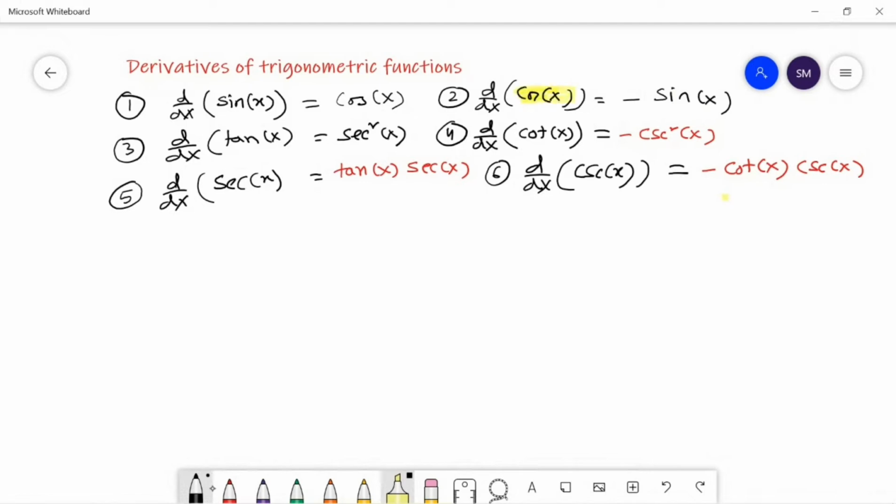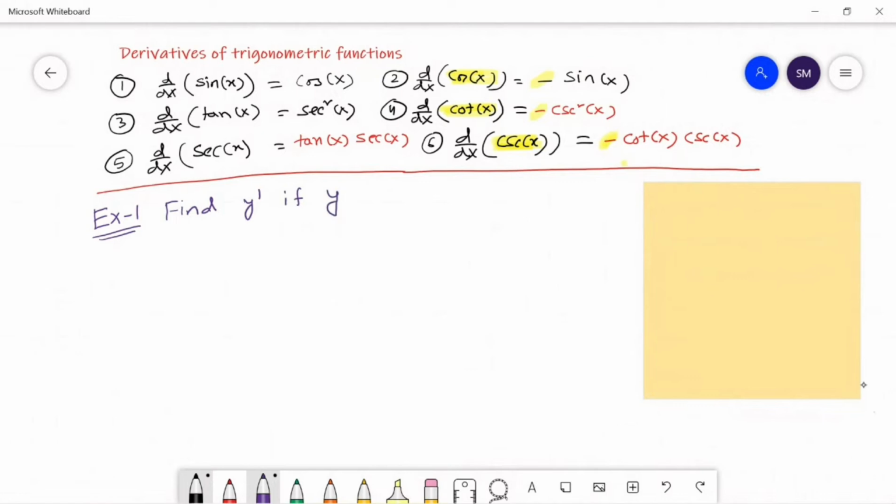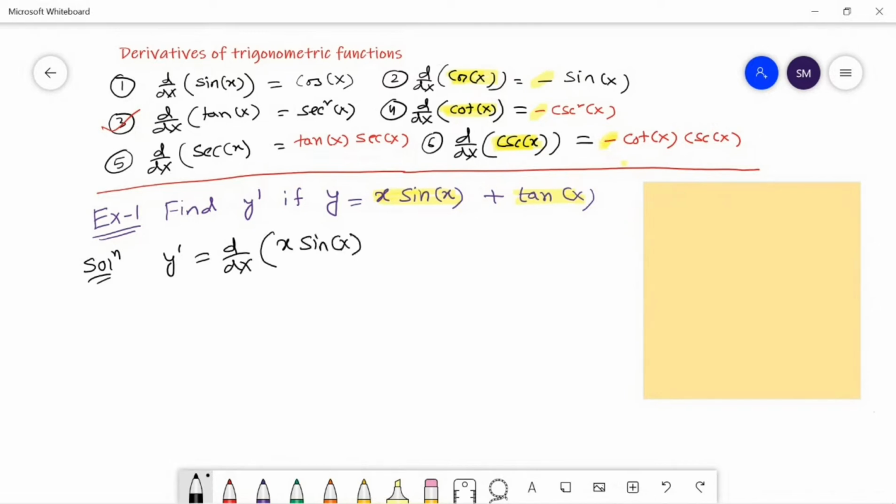Now using these six rules of the derivatives of trigonometric functions along with other basic derivative rules, we are going to solve many numerical problems. Our first example is: find y dash if y equals x sin x plus tan x. The derivative of tan x can be seen from the list, and for x sin x we will see how we can solve it. So y dash can be written as d/dx of x sin x plus tan x.